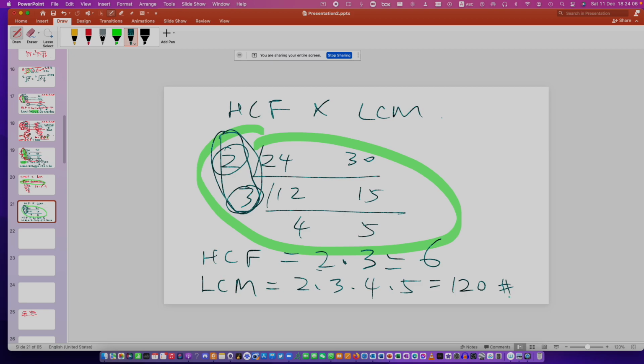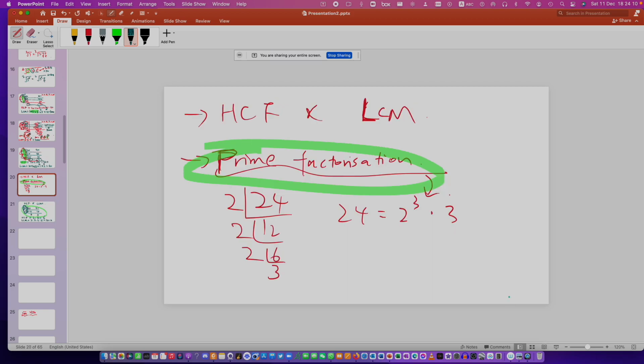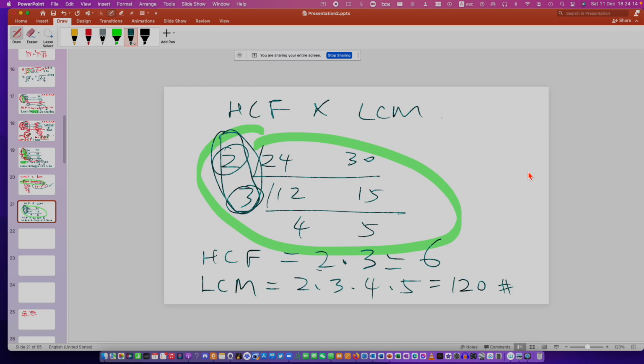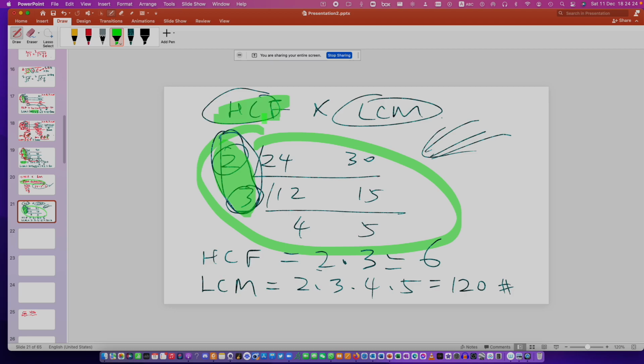So far so good? Yeah. So in fact, it's very easy to do the prime factorization. This part is pretty easy. And then the next part is very easy to find the HCF and LCM if you follow this. HCF is given by the side ones. LCM is given by times all of them together. So, are you clear?